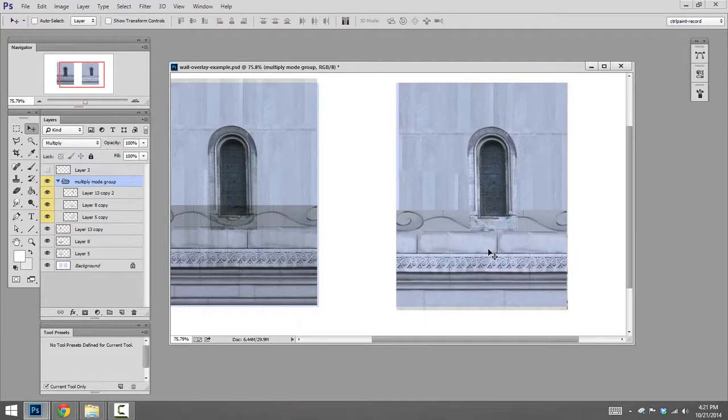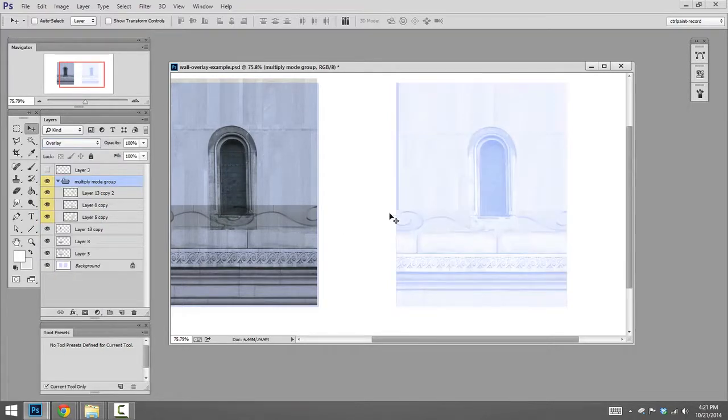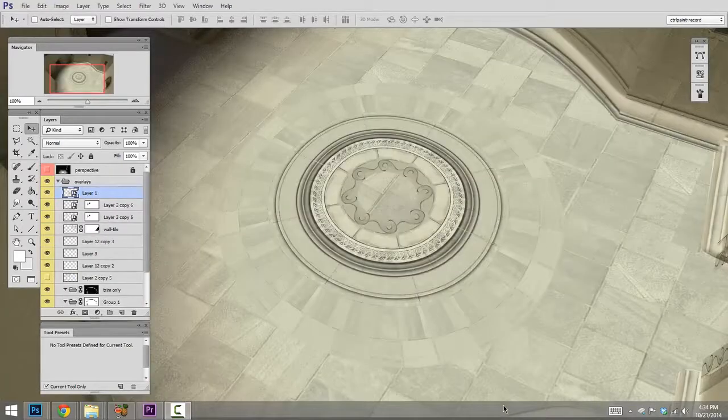And this is not specific to the multiply blending mode. I could change this whole group to overlay if I wanted to, and that would have a different look. But I've set up my textures to really work as multiply layers. And in our final example, this is a perfect scenario where this would be a problem.